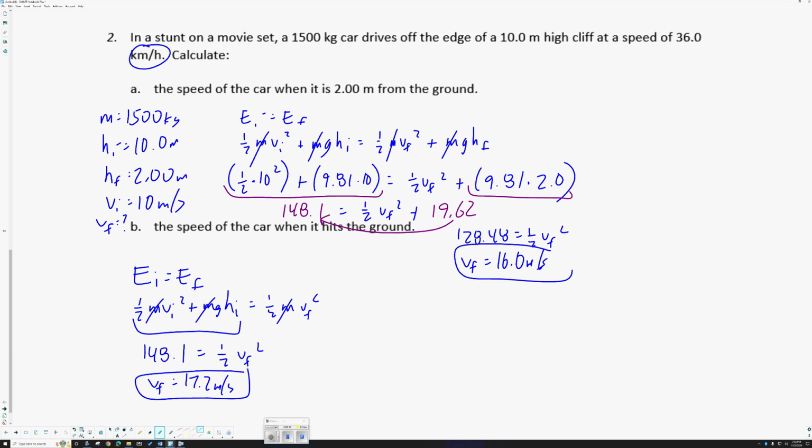Check your answer. Is it reasonable? Sure. It's a little bit faster than the speed was when we were 2 meters from the ground, which is faster than when we were at the top, 10 meters from the ground. And that's it.